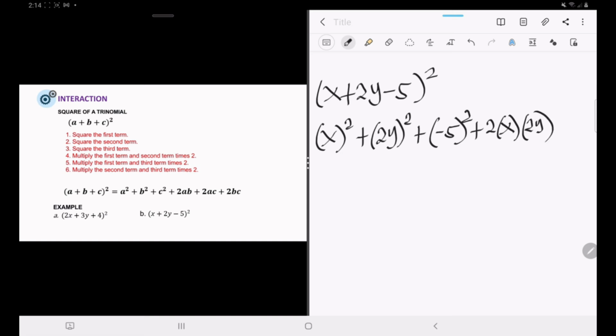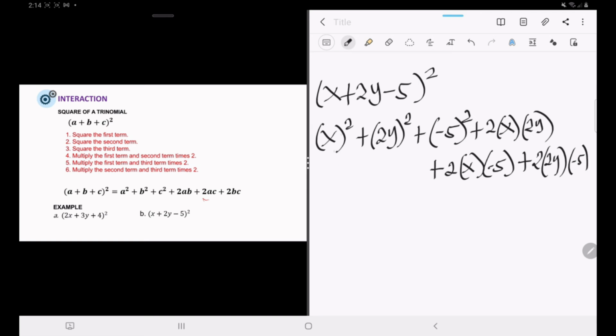And then let me continue it here. Plus 2ac. So it's 2 times the first term times the third term, which is minus 5. And then the last term, plus 2bc. So that's 2 times the second term times the third term, which is minus 5.